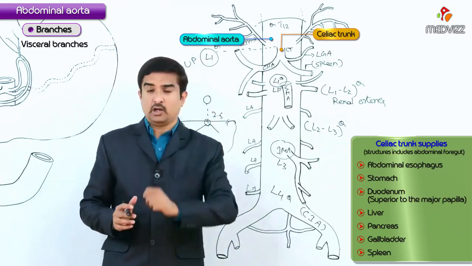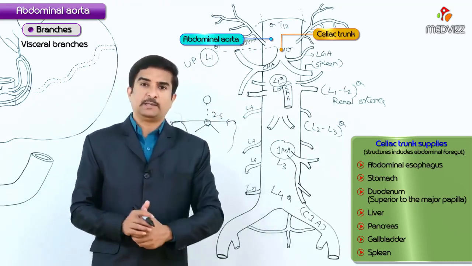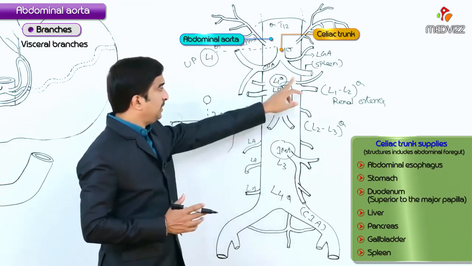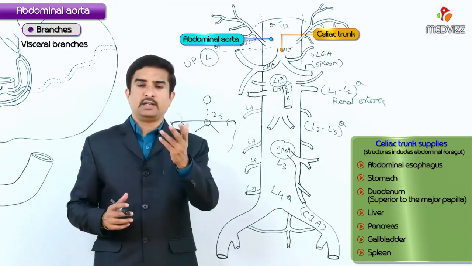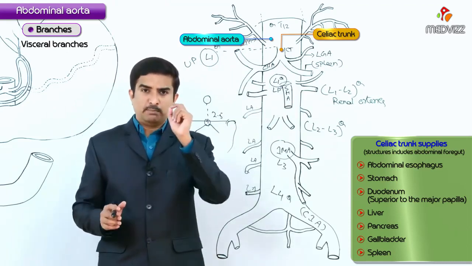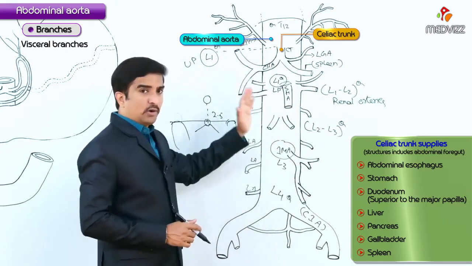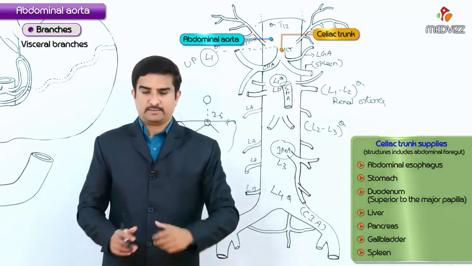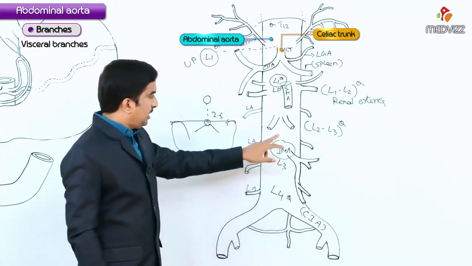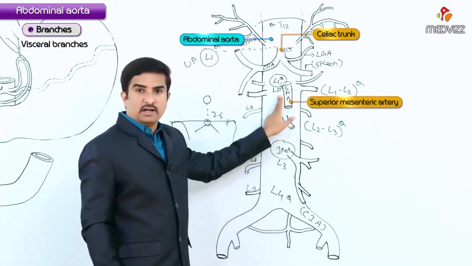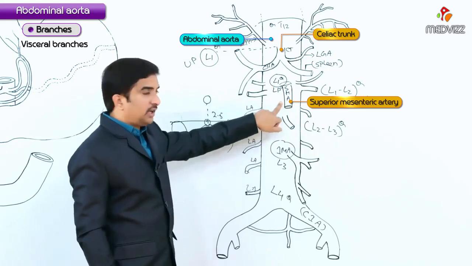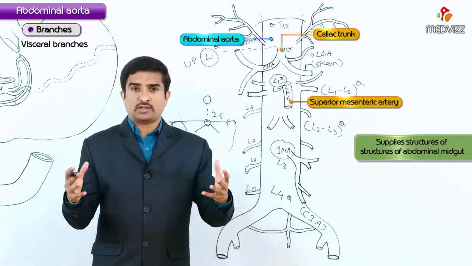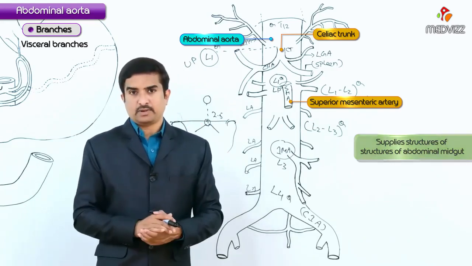Not only that, the spleen also. The spleen also develops in relation to the foregut region. That's the reason the spleen is also supplied by the splenic artery, which is a branch of the celiac trunk. So one important point is that foregut structures are supplied by the celiac trunk. And next one is the superior mesenteric artery. Superior mesenteric artery, as well as its branches, supplies the structures of the abdominal midgut.